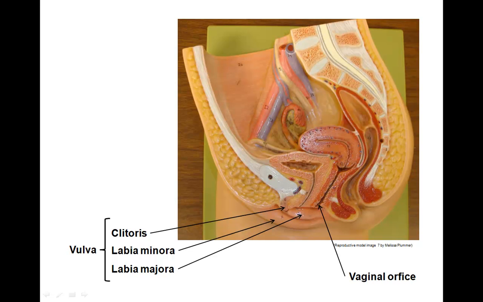The vulva is the female's external genitalia. Surrounding the vaginal orifice and the urethra are 2 folds of skin, the labia minora and labia majora. And also, you see here, the clitoris. The labia minora is composed of 2 thin, delicate folds of skin surrounding the vaginal opening. Outside the labia minora are 2 folds of thicker, fat-filled skin, the labia majora.